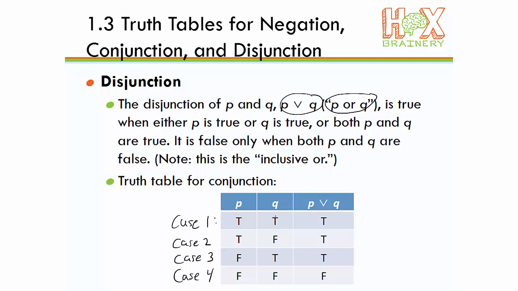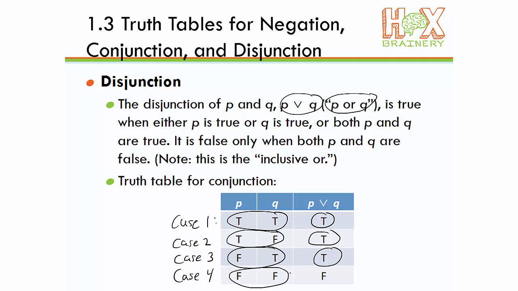So in case 1, they're both true, so the disjunction is true. In case 2, at least one of them is true, right? P is true, so the disjunction is true. In case 3, one of them is true, Q is true, right? So then the whole disjunction is true. And then in the last case, they're both false. So that's the only time when your disjunction ends up being false, when both P and Q are false.